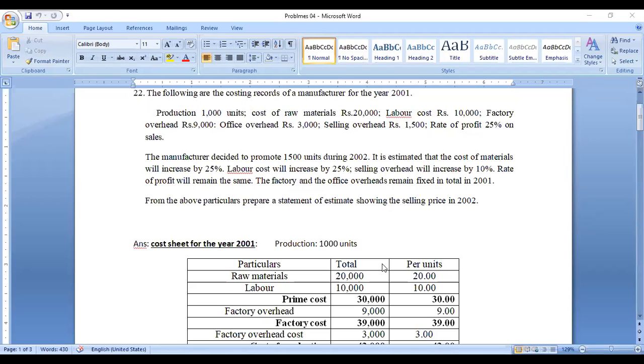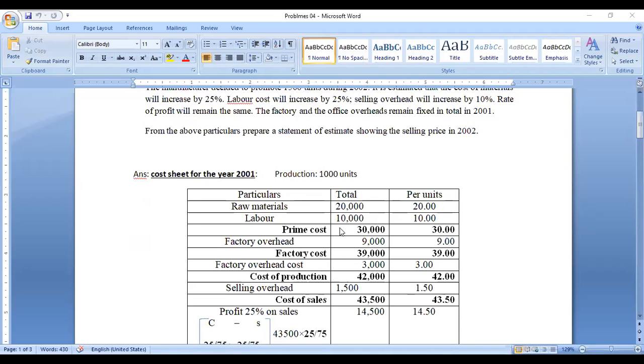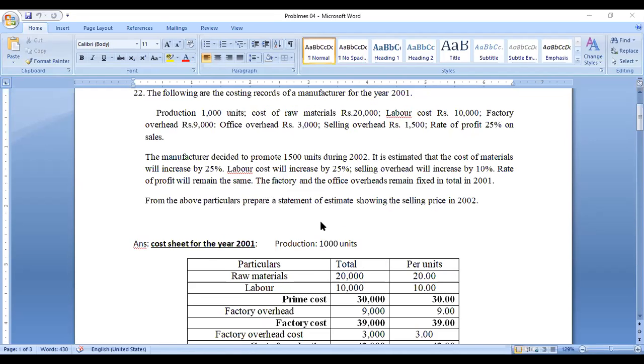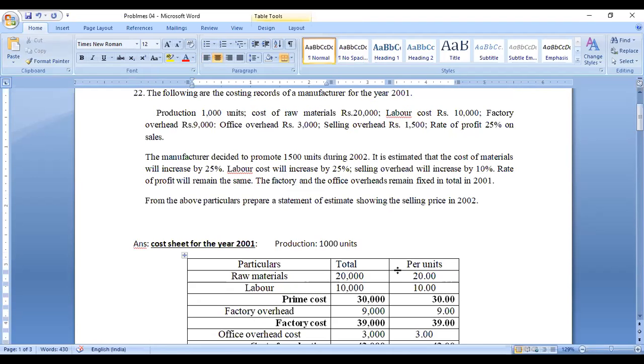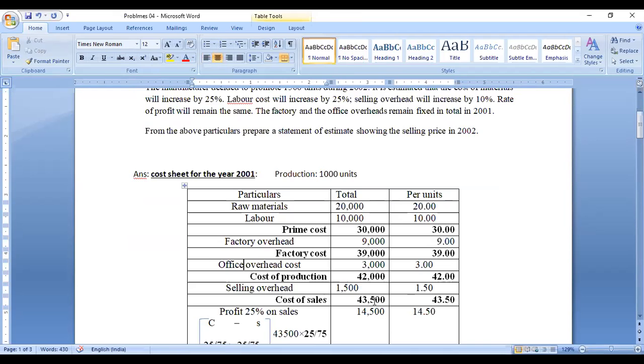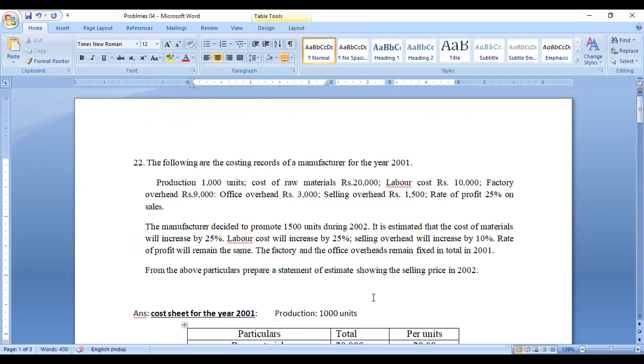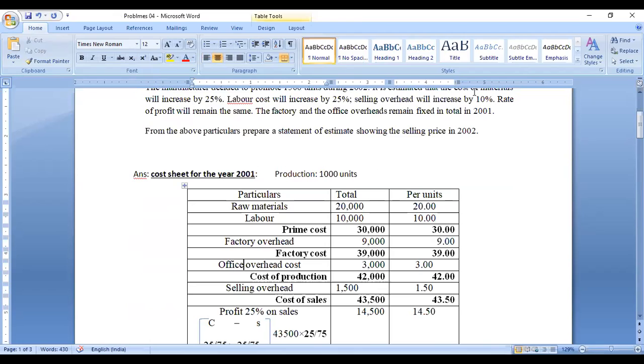Then next one is factory overhead. That amount is 3,000. It was mistakenly written as RB's overhead; it is factory overhead. So the factory overhead cost is 3,000. So 42,000. Selling overhead given is 1,500. Add the selling overhead of 1,500, so the cost of sales is 43,500.